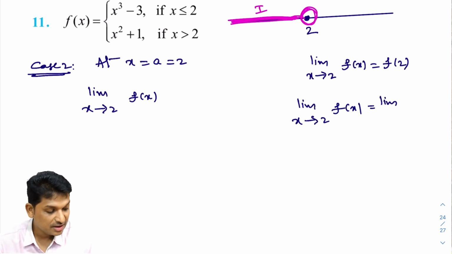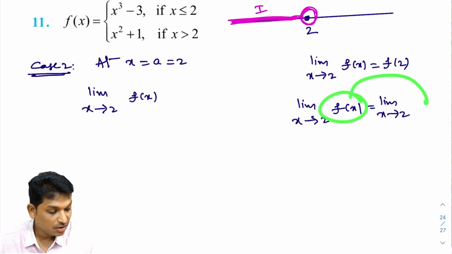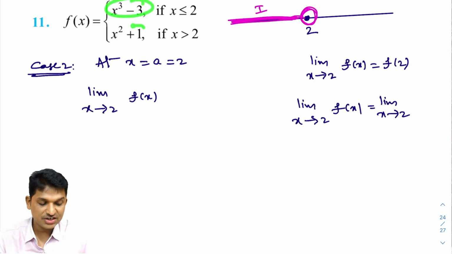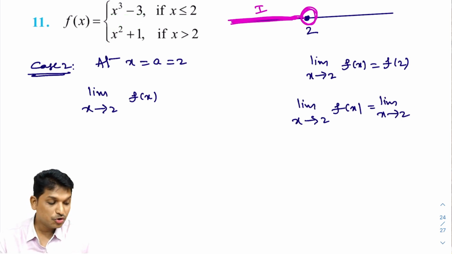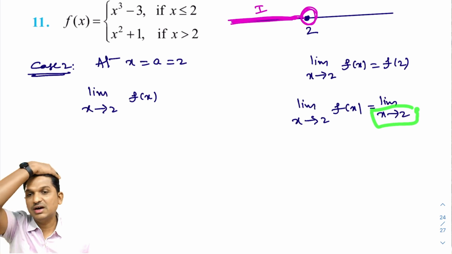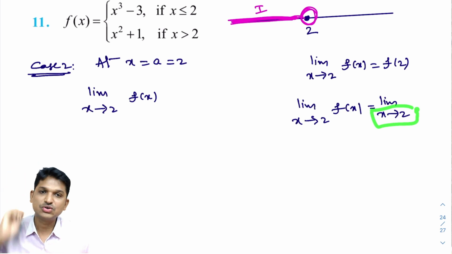Okay. Limit x approaches to 2. What function to choose? You tell what function to choose. Here I need to choose this function or this function. X approaches to 2 means what? What we learned in first class? X approaches to 2 means all x values are slightly less than 2 or slightly greater than 2 but not 2. Correct?